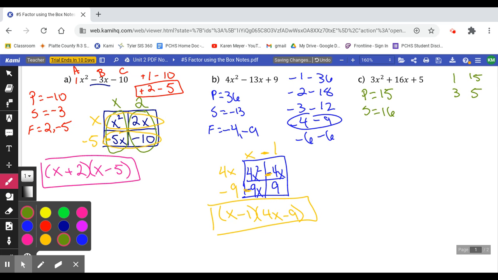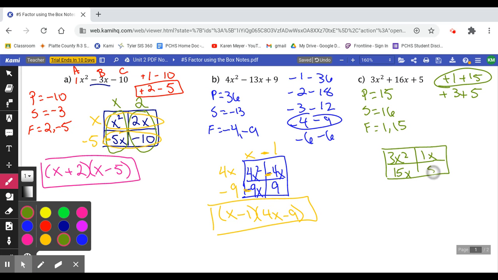If my product and my sum are both positive, then that means both my factors are positive. And then hopefully everybody says, oh, 1 and 15 will add for 16. So my factors are 1 and 15. So now I'm going to make my box. First term, 3x squared. Replace with my factors, 1x, 15x, and last term, which is 5.